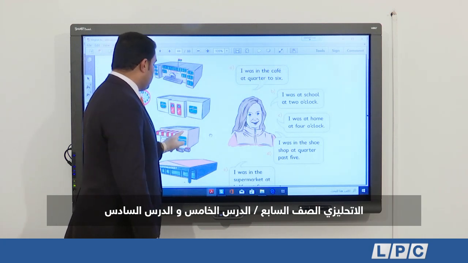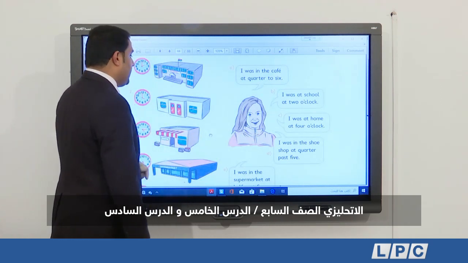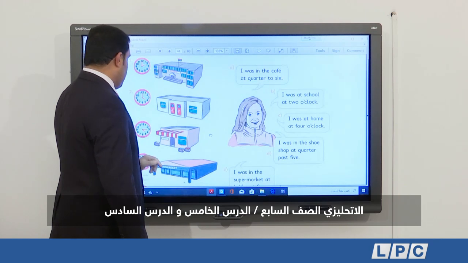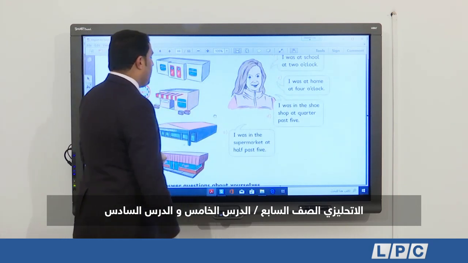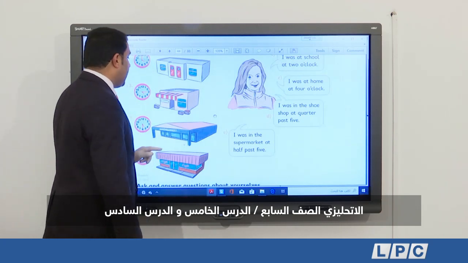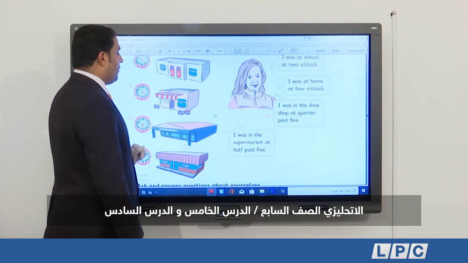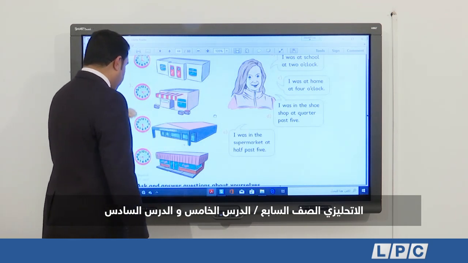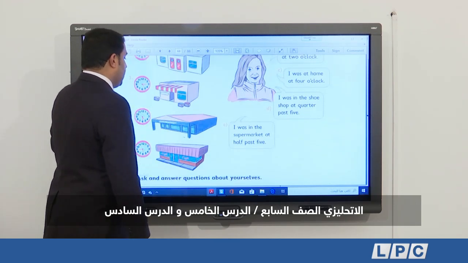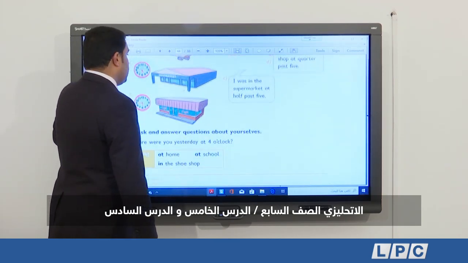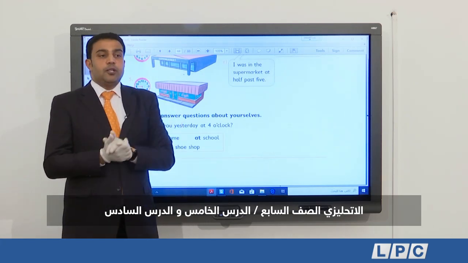So this is the shoe shop. Picture number three. Picture number three is D. And number E, the last one. I was in the supermarket at half past five. Which picture number? Four. Very good. Picture number four. So I was in the supermarket at half past five. Okay.